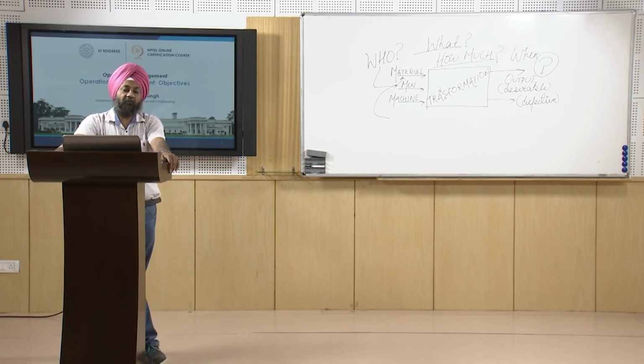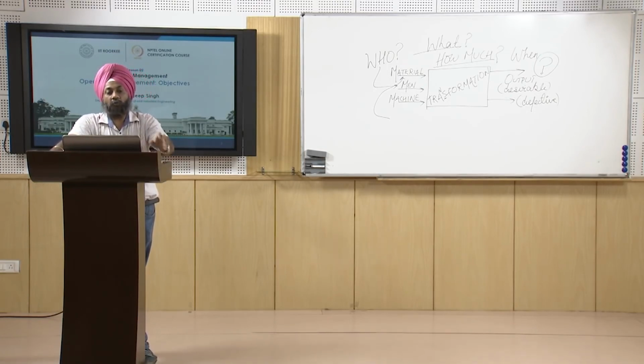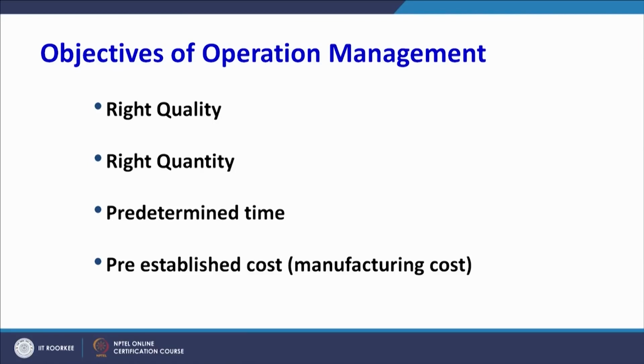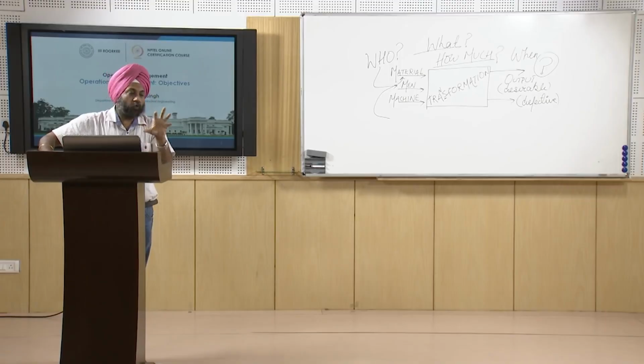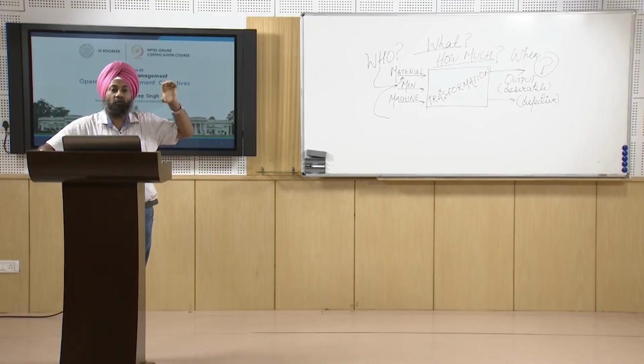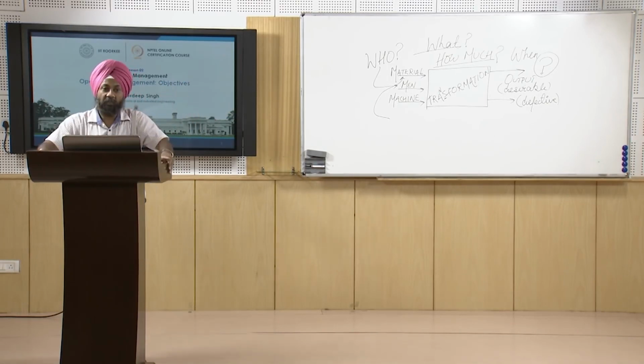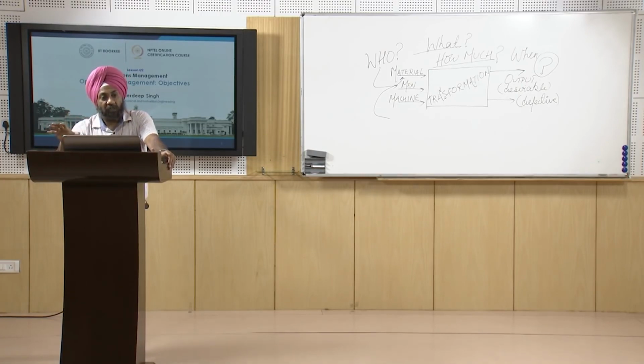We have tried to look at different books and different websites, and we have tried to look at notes from different renowned scholars and authors. So basically, as per our understanding, the objectives of operations management can be to produce the right quality, in the right quantity, at the predetermined time and with the pre-established cost. So we need to do the transformation, we need to convert the raw materials into the final product with these objectives.